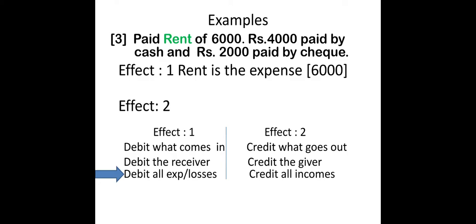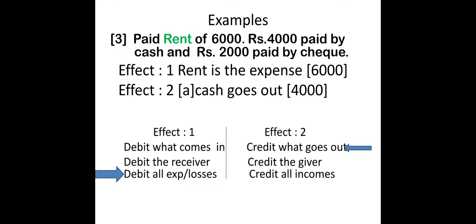Now effect number 2. So in effect number 2, I think there will be more than one sentence because cash goes out, we are giving cash, but at the same time we are giving check also. So bank will become the giver. Our cash balance and bank balance both get affected. So in effect number 2, we will write more than one sentence. Let's start with number 1. Cash goes out. Yes, 4,000 we are giving cash and 2,000 is a check.